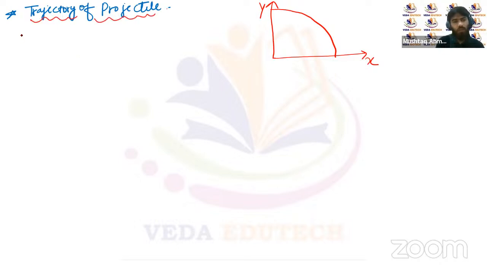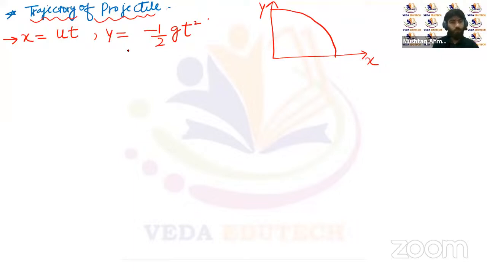And we know that the x coordinate at any time will be the initial speed multiplied by t, because there is no acceleration, so that's why we are not writing the acceleration term here. So x is equal to ut. And similarly, y is going to be equal to minus half gt square. So we can substitute the value of t as x upon u.